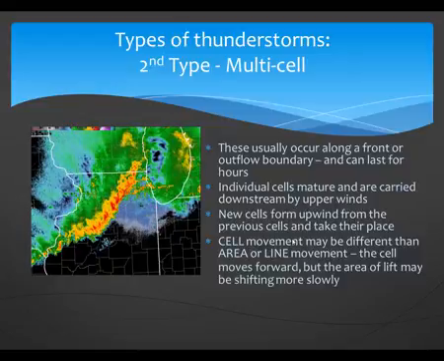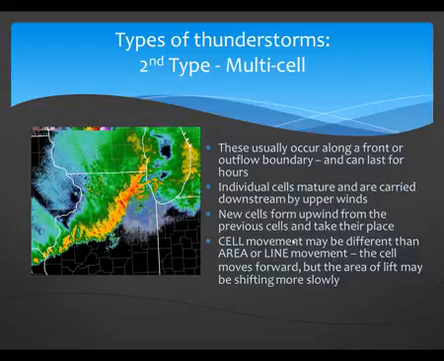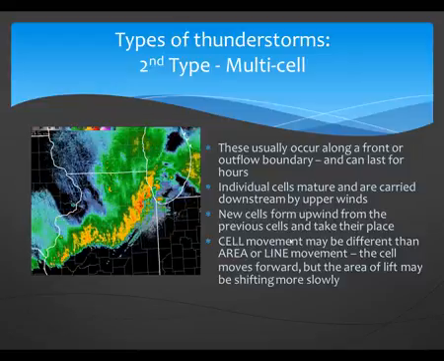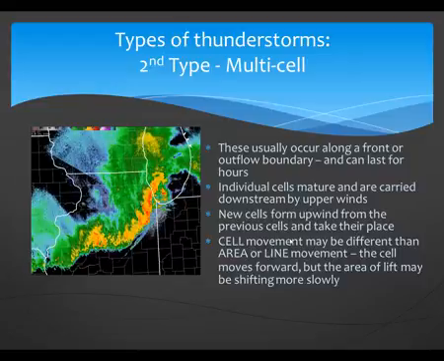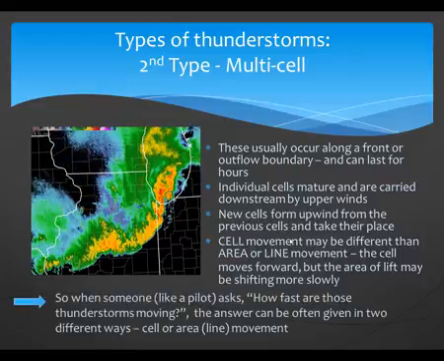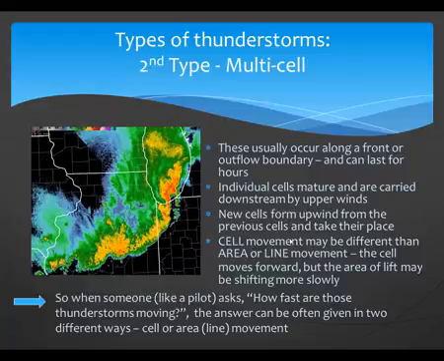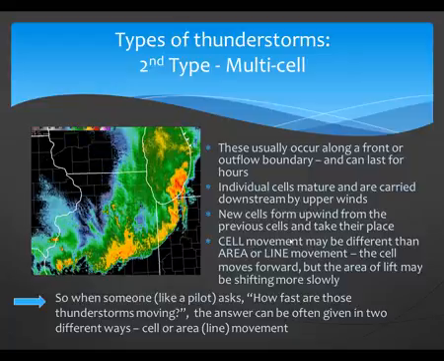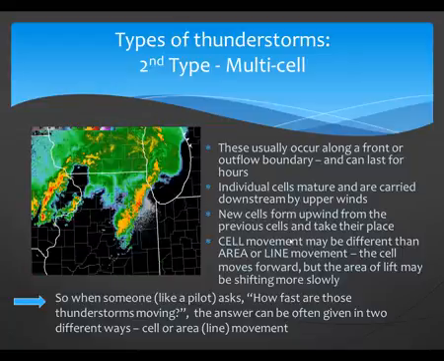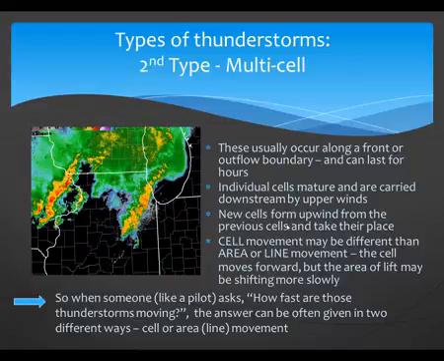And it's important to stress in these situations that cell movement may be different than area or line movement. The cell moves forward, but the area of lift may be shifting more slowly. So when someone like a pilot asks, how fast are those thunderstorms moving, the answer can often be given in two different ways, either in terms of the cell movement or the area and line movement.